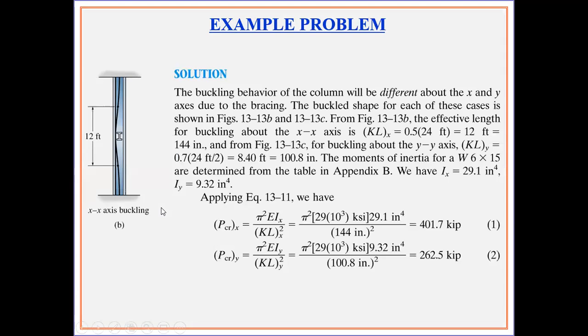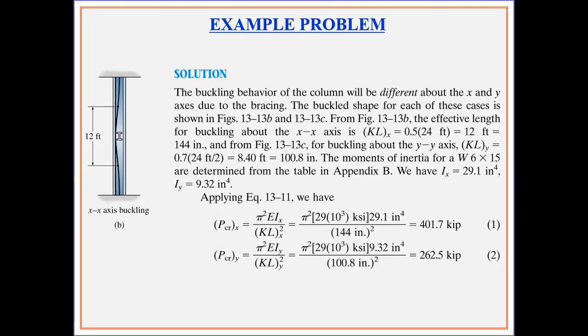So the solution. The buckling behavior of the column will be different about the x and the y-axis due to the bracing. The buckled shape for each of these cases is shown in figure. As I mentioned earlier, the effective length for buckling about the x-axis would be 0.5 into 24 feet, which is equal to 12 feet, and in the other case, it would be 0.7 into 24 divided by 2, which is equal to 8.4 feet. So 8.4 feet or 12 feet is the buckling length in the y-axis and in the x-axis respectively.